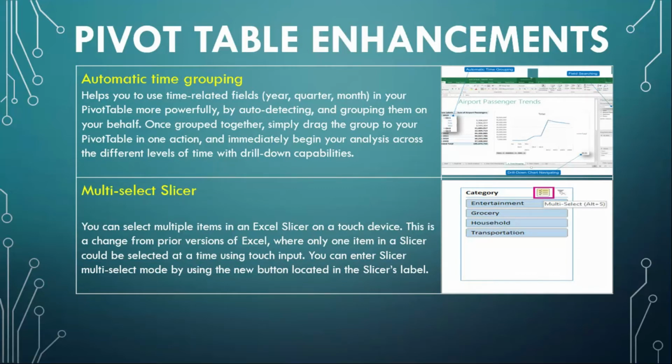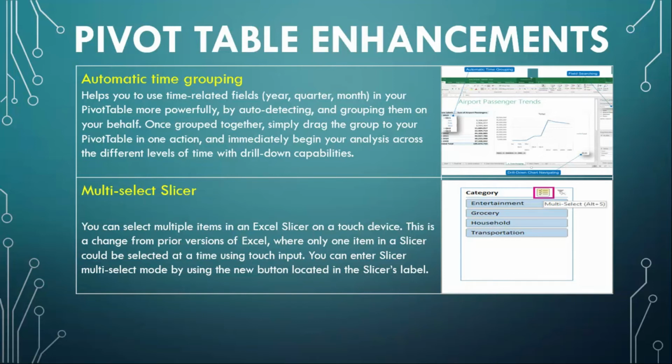Pivot table enhancements. Two new additional things: automatic time grouping and multi-select slicer. Probably you must have seen this in Office 365 as well, but the good thing is this automatic time grouping. This helps you to use time-related fields, like if you have in your data sets sales by date, by month, by quarter, by year in your pivot table, and this automatically groups them for you in a nice little way.